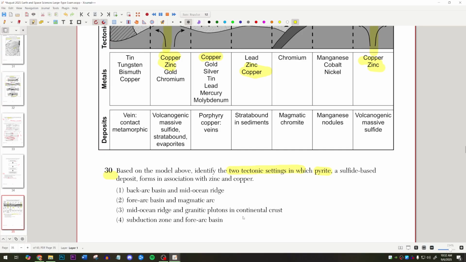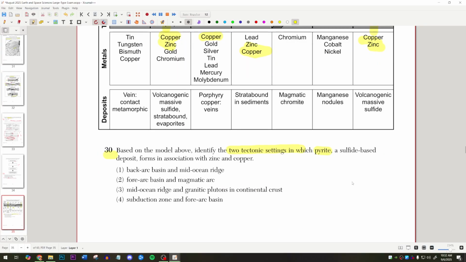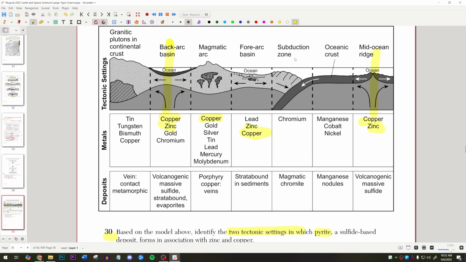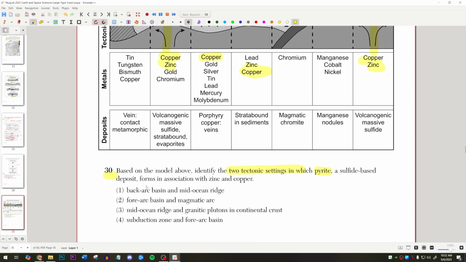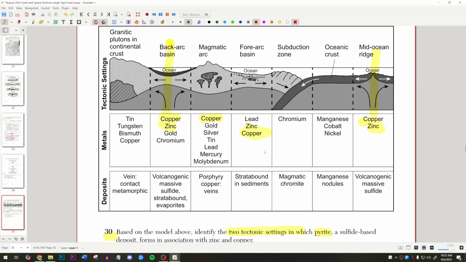Mid-ocean ridge and granitic plutons. Granitic plutons here, no. Mid-ocean ridge, yes. Subduction zone and fore arc basins, no, yes. It's 1. See, like that, there was way too much right here. There's too much for me to interpret.